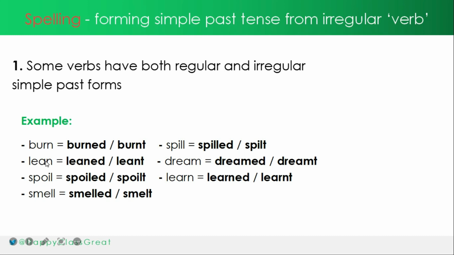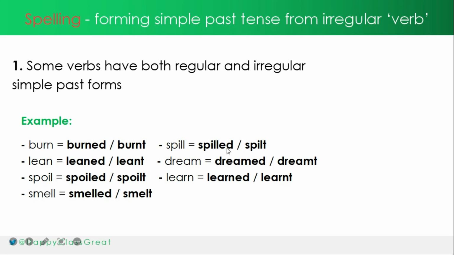You understand that you rest on something. That's the meaning of lean. You rest on something. So we have leaned and leant. Sorry, it's not lent, it's leant. And we have spoil, which is spoiled and spoilt. And we have smell and smelt.